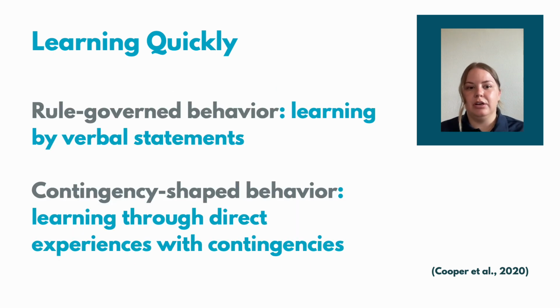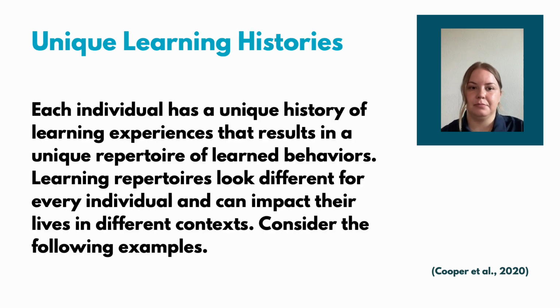Rule-governed behavior is learning by verbal statements. Don't touch the hot stove. Don't speed. Stop at the stop sign. Things like that. Contingency-shaped behavior is learning through direct experiences with contingencies. Again, the consequences, the stimulus changes that occur after that behavior that shape the future occurrence of the behavior.